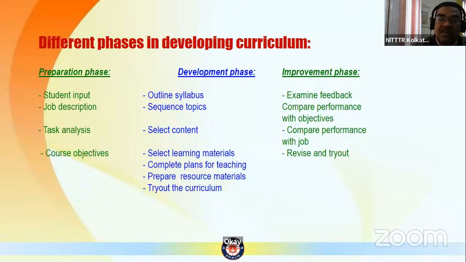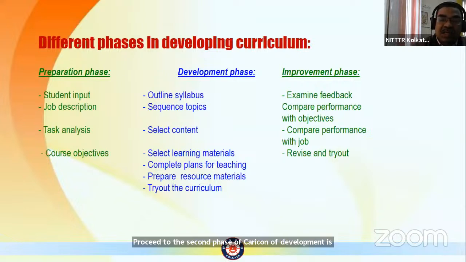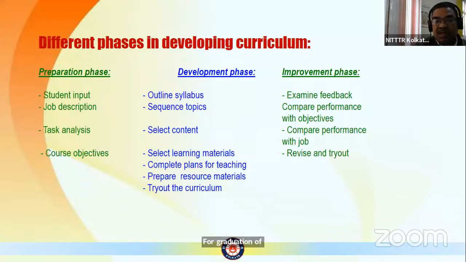After that, you have to proceed to the second phase of curriculum development, called the development phase. In that phase, you have to involve yourself in outlining the syllabus. You outline the rough syllabus that we have to follow, but initially without any kind of sequence. You outline the subjects to be studied for this particular specialization of graduation and for this particular diploma course. There is no sequence for that initially.